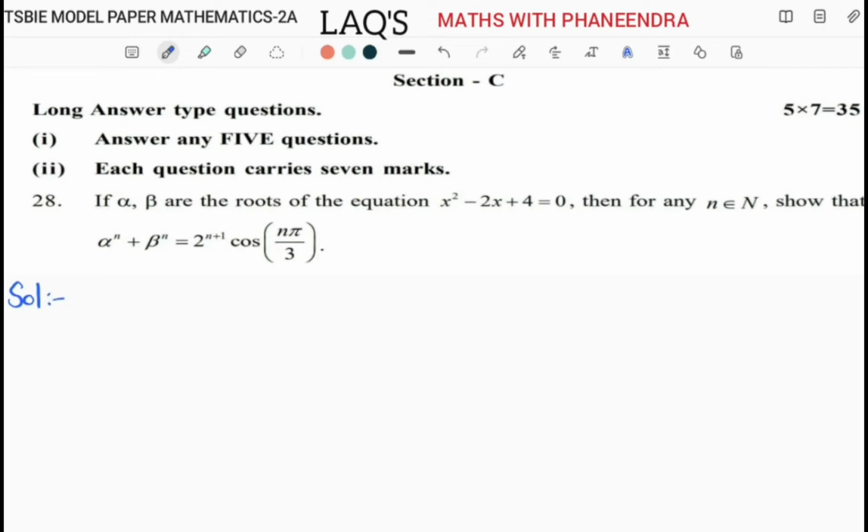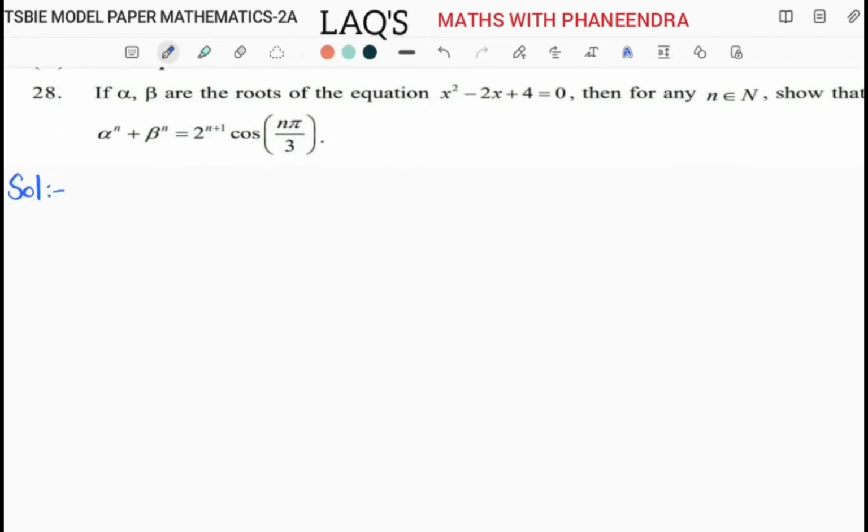Question number 28. If alpha, beta are the roots of the equation x square minus 2x plus 4 equal to 0, then for any n belongs to capital N, show that alpha power n plus beta power n equal to 2 power n plus 1 into cos of n pi by 3. See here, first the given quadratic equation x square minus 2x plus 4 equal to 0. Put that as equation number 1.